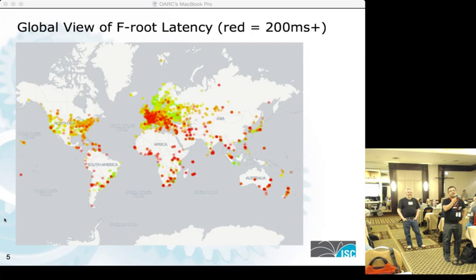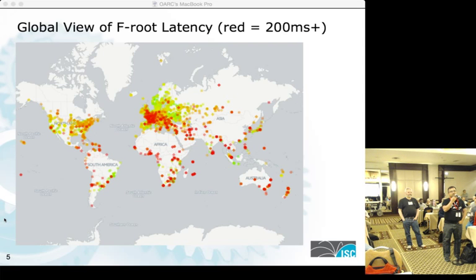Hi, Ray. Sebastian Castro in CRS. Can you go to the first overall map of F-Root? Sorry, the global one, this one? That one, yeah. So that's the global view. That's a view of every Atlas probe that is supplying data, typically 7,500.